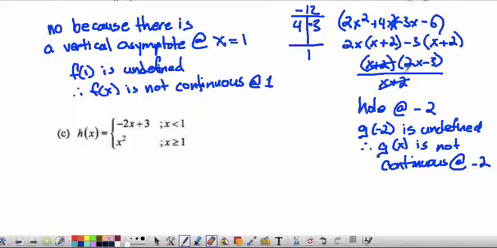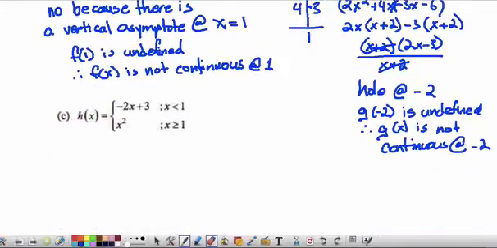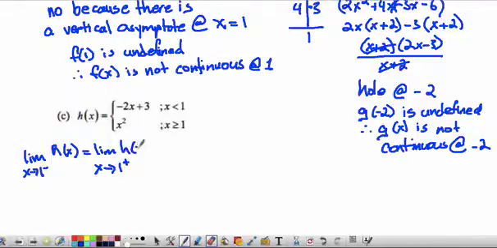Okay, so let's look at this one now. And remember that, so these were kind of clear. We saw that there was a 0 in the denominator, and that's why they were not continuous. Here we're going to check to make sure that this is continuous by the definition of continuity. So we need the limit as x approaches 1 from the left of h of x, not f of x, h of x, equal to the limit as x approaches 1 from the right of h of x to be equal to h of 1.